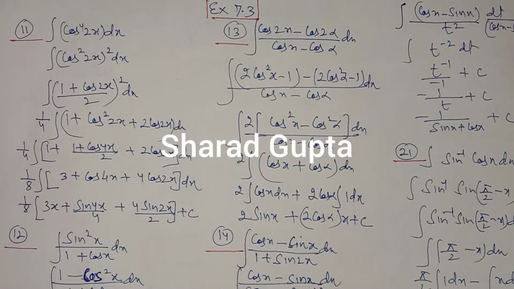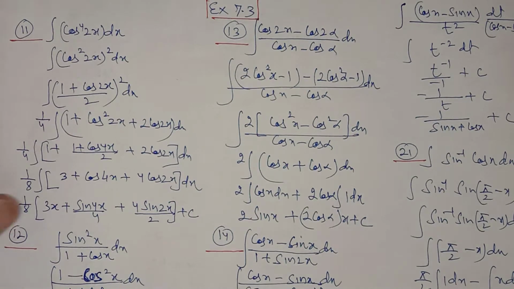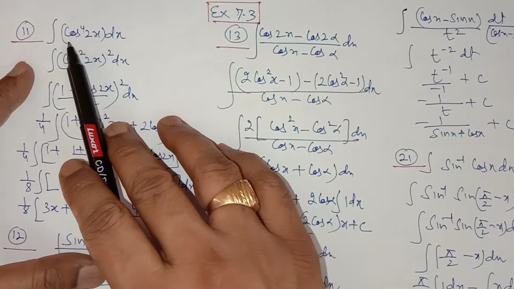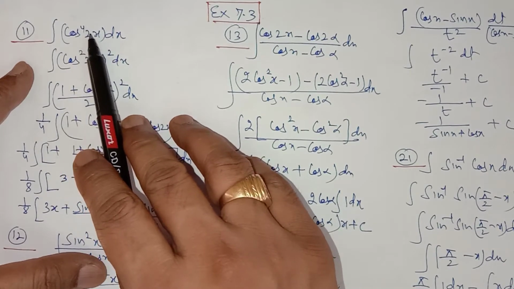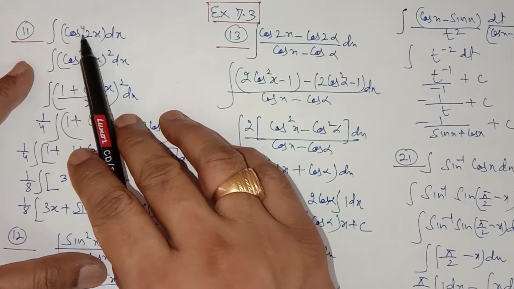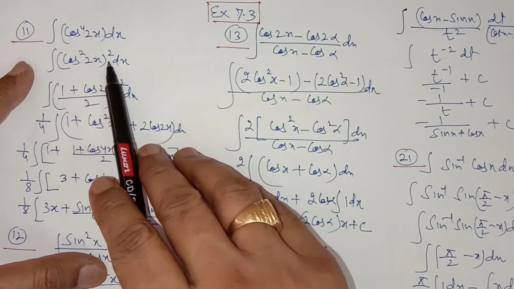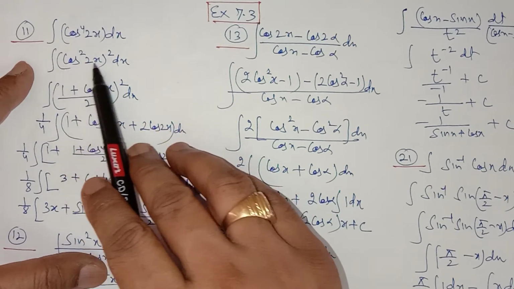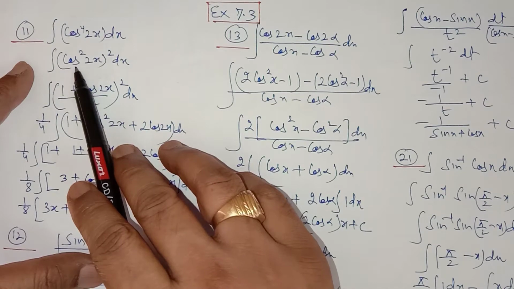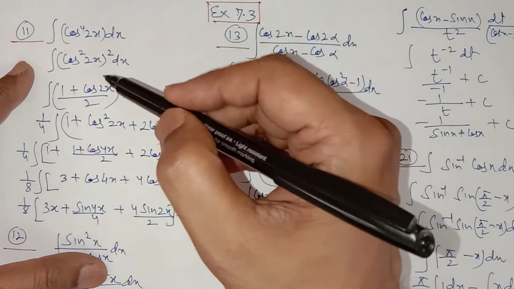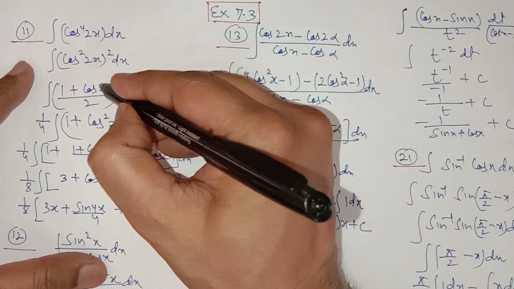I'm discussing exercise 7.3, and we have done up to question number 10. Now again question number 11, just as question number 10, in which we have cos raised to power 4 2x, and we have the even power. So for cos power 4 2x you can write cos square, whole square. For cos square 2x you can write using the formula cos square is equal to 1 plus cos 2x upon 2. So 2x here will become 4x.